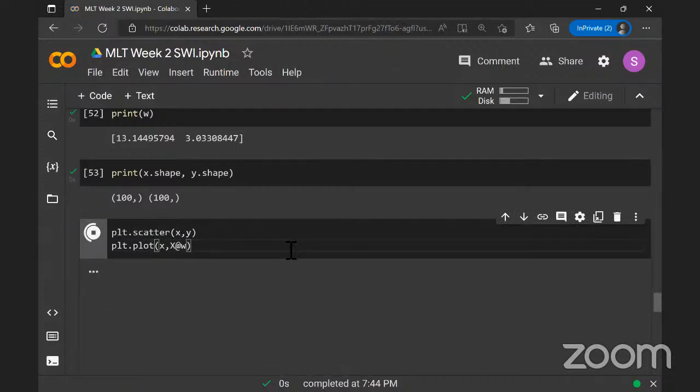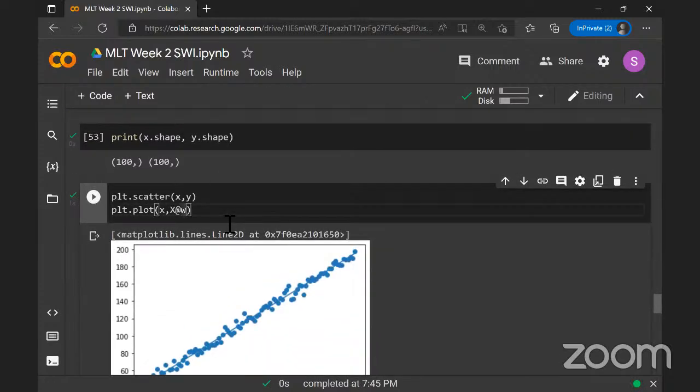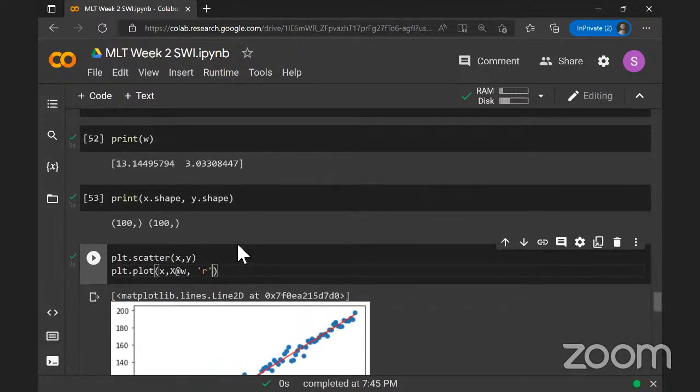So, this one small doubt. You wrote plt.scatter X comma Y, and X comma X at the rate W. What's the difference between these two? Like, I got Y doing this only. Yeah, sure. So XW is the predictions, right? And Y is the ground truth.